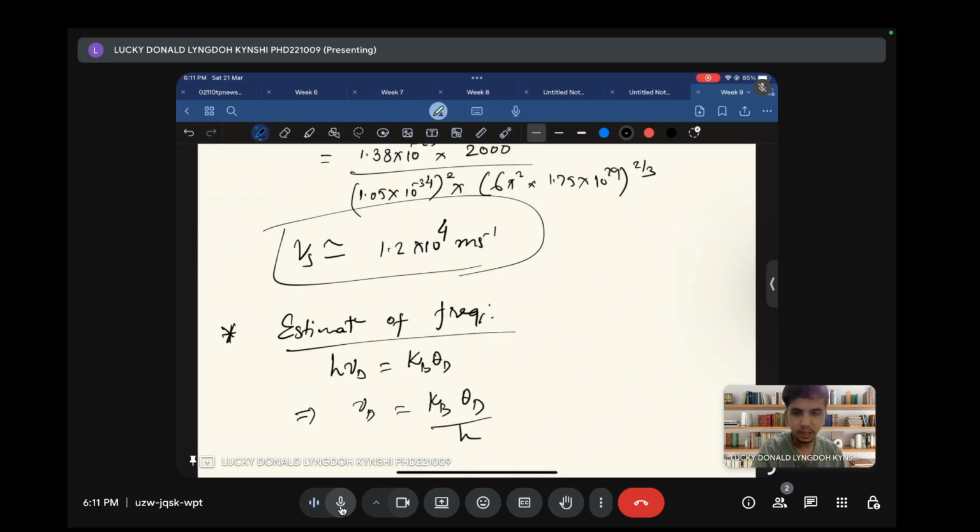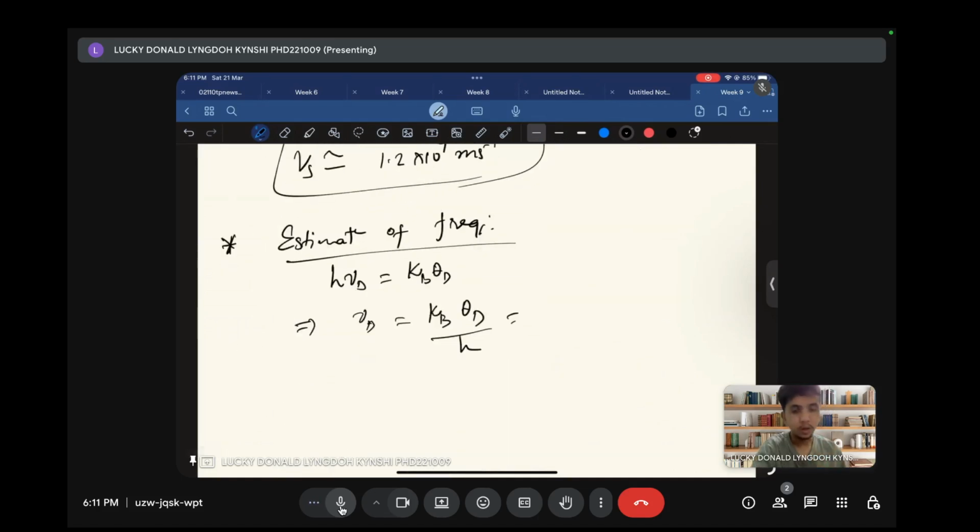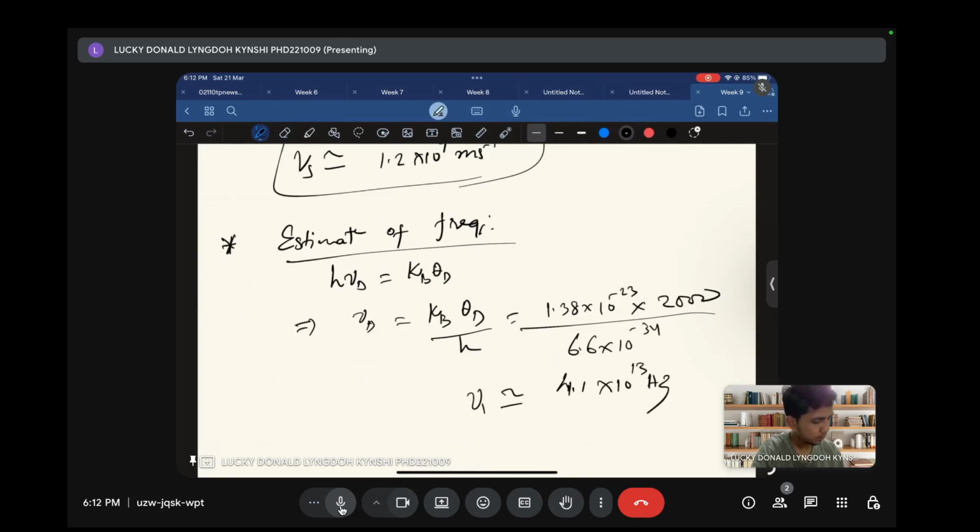I'm using your original formula, h cross omega is equal to k_B T, or h mu, the frequency, is equal to k_B theta_D. So k_B is 1.38 into 10 to the power minus 23, into 2000, divided by h, which is 6.6 into 10 to the power minus 34. This will be approximately equal to 4.1 into 10 to the power 13 hertz. So this is the frequency that you are talking about.